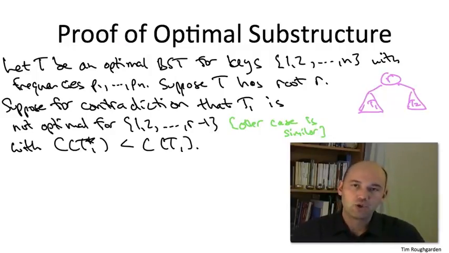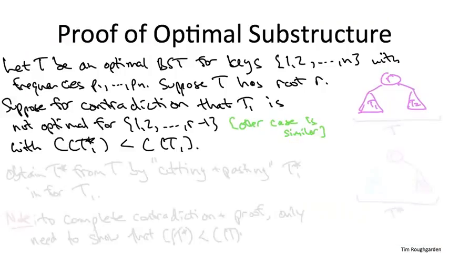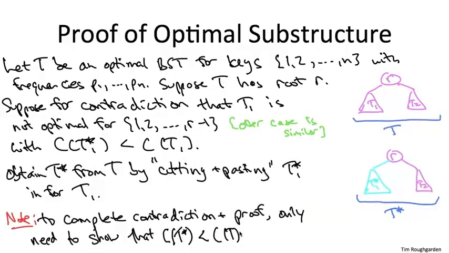So how do we get our superior search tree for all of the keys? Well, we're just going to take t, and we're going to do cut and paste. We're going to do surgery on the tree t, ripping out its left subtree t1, and pasting in this subtree t star 1. Call the resulting tree t star. So to complete the contradiction and therefore the proof of the optimal substructure lemma, all we have to show is that the weighted search cost of t star is strictly less than that of t. That would contradict the purported optimality of t.